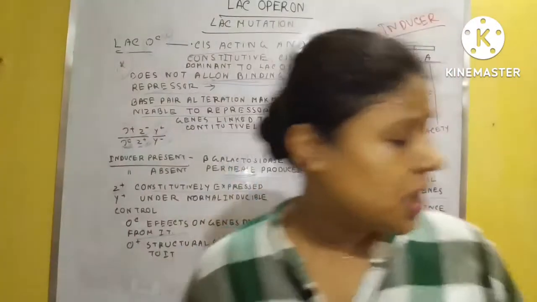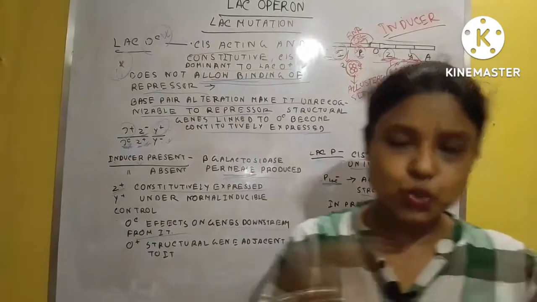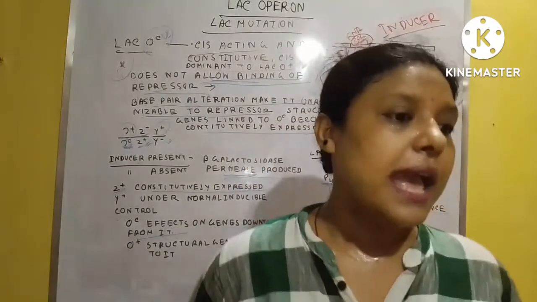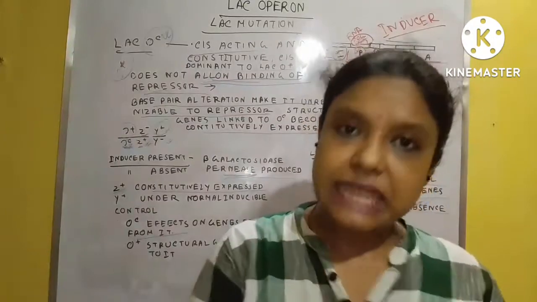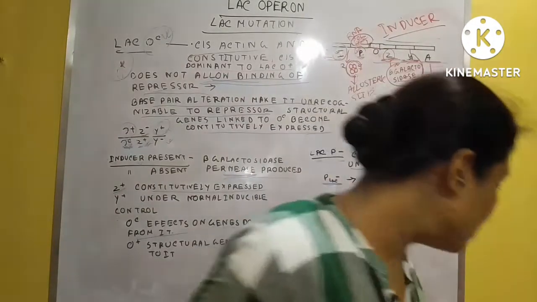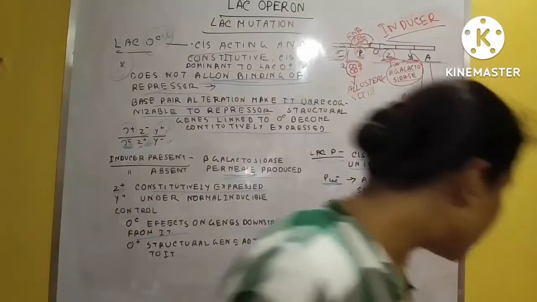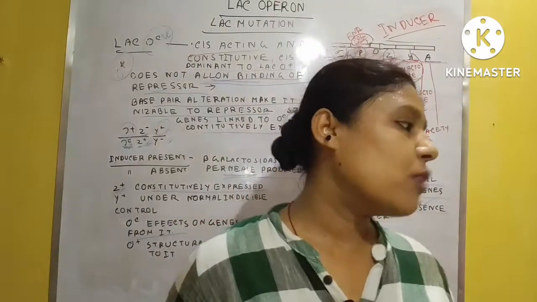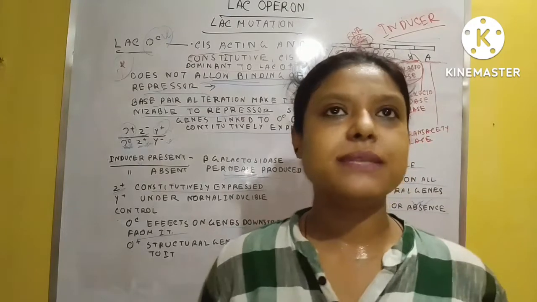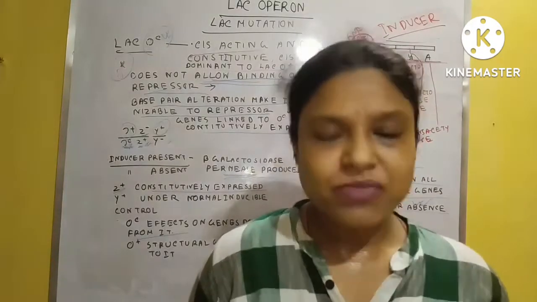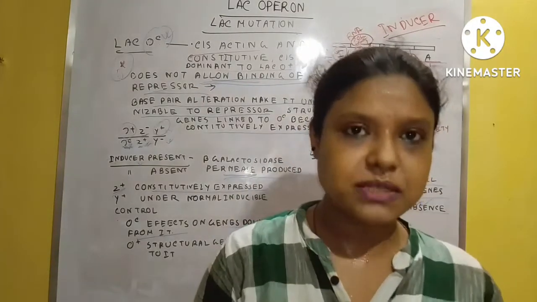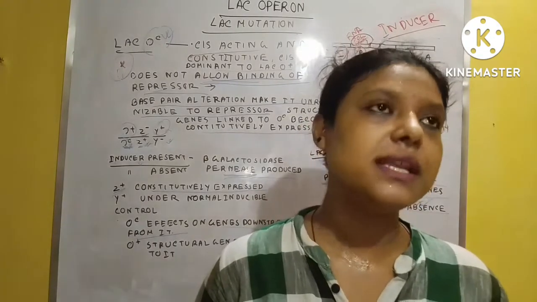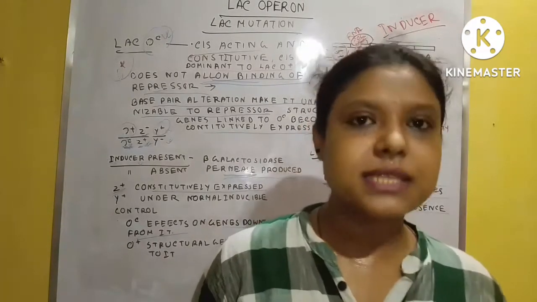I have totally explained, in two parts, all the mutations that are related to the Lac Operon. In my next video I will also explain the positive control of the Lac Operon, and if I get some time, I will also describe the sums that are very important and that you will get in the CSIR NET. Obviously, I will discuss them with you.